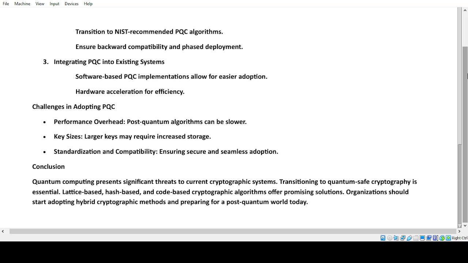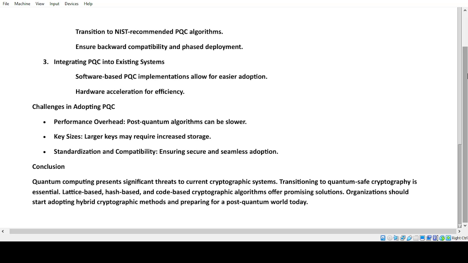Challenges in adopting PQC. Performance overhead. Post-quantum algorithms can be slower. Key sizes. Larger keys may require increased storage. Standardization and compatibility, ensuring secure and seamless adoption.